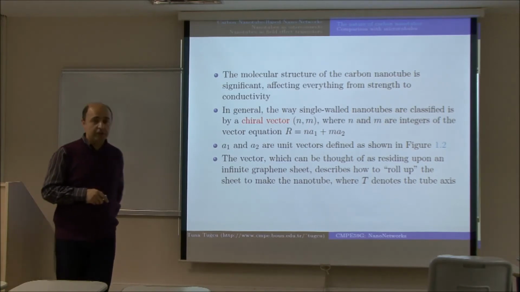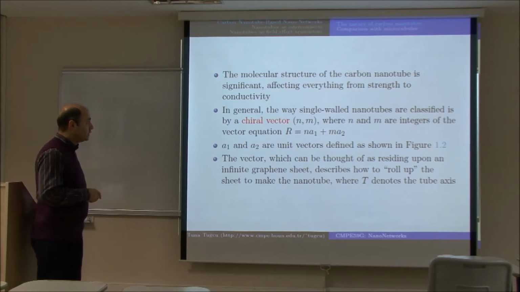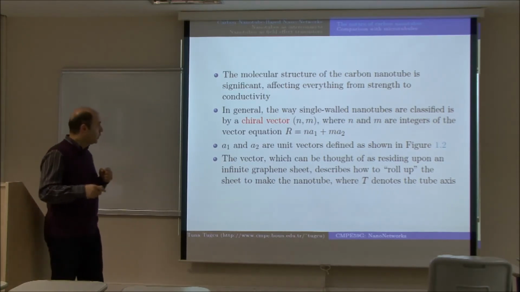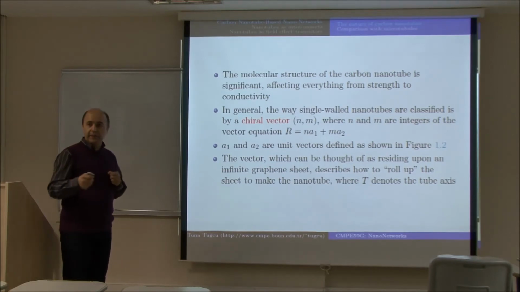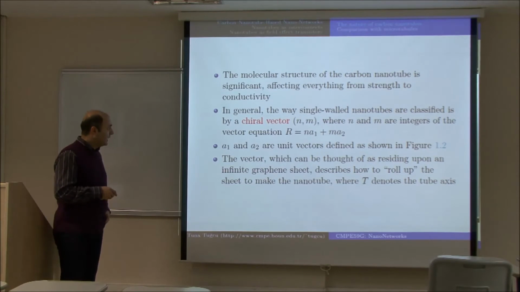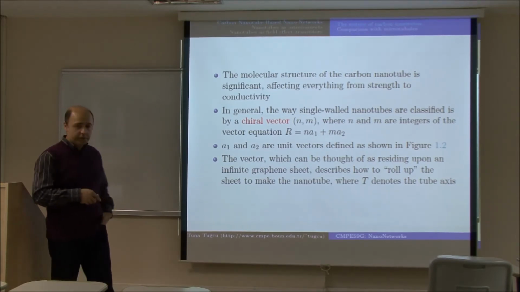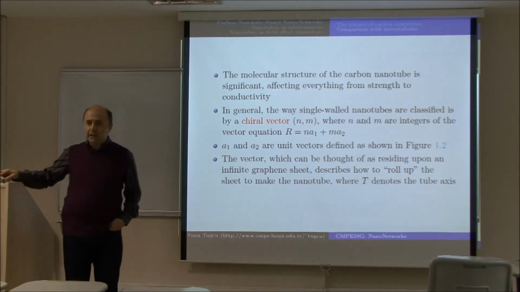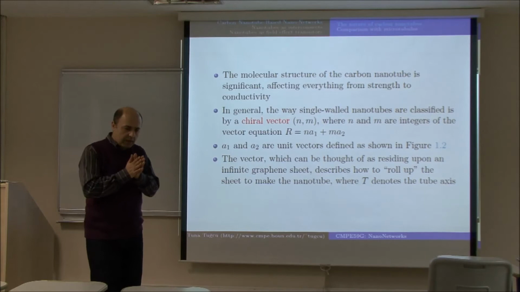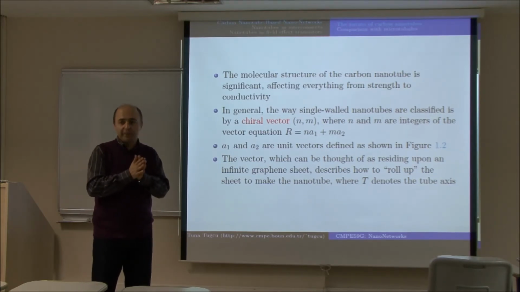The molecular structure of the carbon nanotube is significant, which affects everything from the strength of the carbon nanotube to conductivity of electricity and also thermal energy. And before going any further, let me explain it this way. Carbon nanotubes are actually formed from carbon nanoribbons.